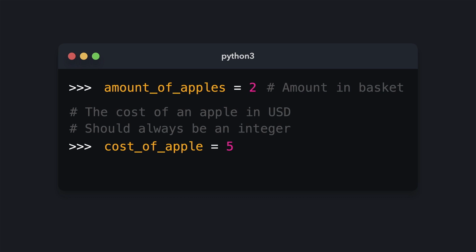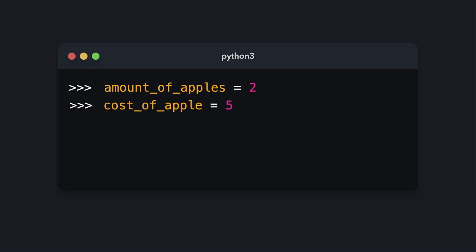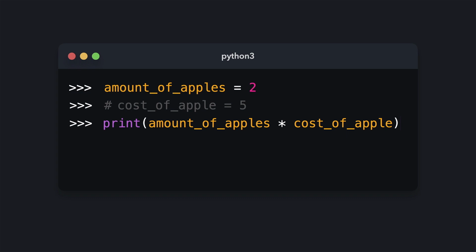We know that the amount of apples variable should represent the amount of apples, and the cost of apple variable represents the cost of an apple. You can also comment out code that you temporarily don't want to use. In this case, since we commented out the cost of apple variable, Python will not create a variable called cost of apple. So when we try to use it in our print function, Python will throw an error, since it doesn't know anything about a variable named cost of apple.